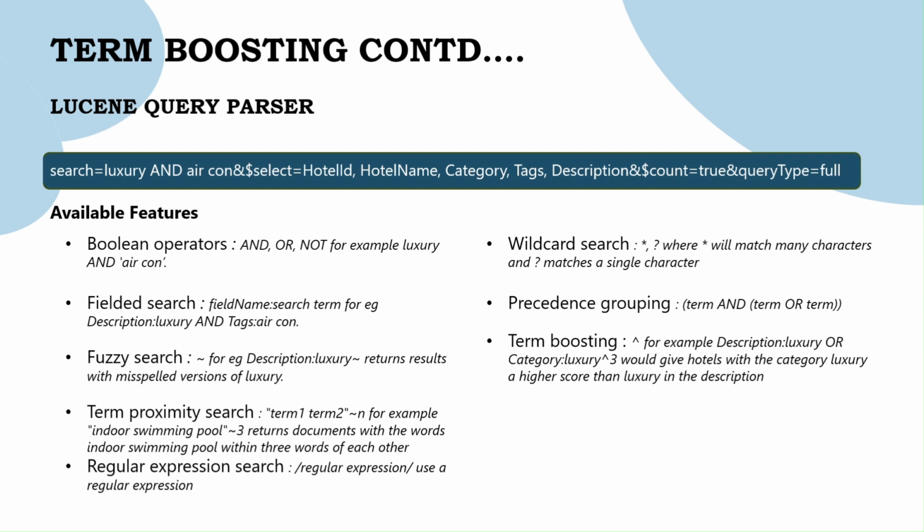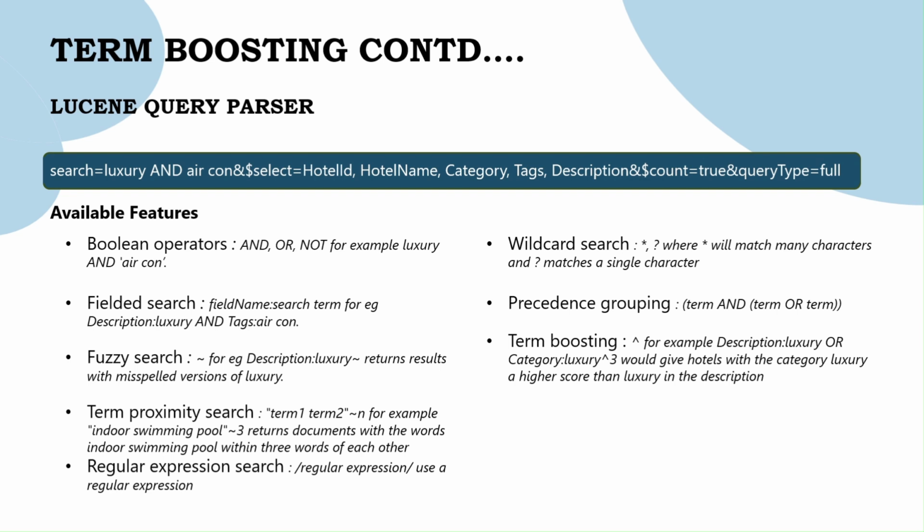Fuzzy search. By adding a tilde sign, you can account for misspellings. For example, description equal to luxury, and after that add a tilde sign, will return results with slightly different variations or typos. Term proximity searches. This is great for phrases. You can use something like indoor swimming pool and then a tilde sign with 3 to find documents where these words appear within 3 words of each other.